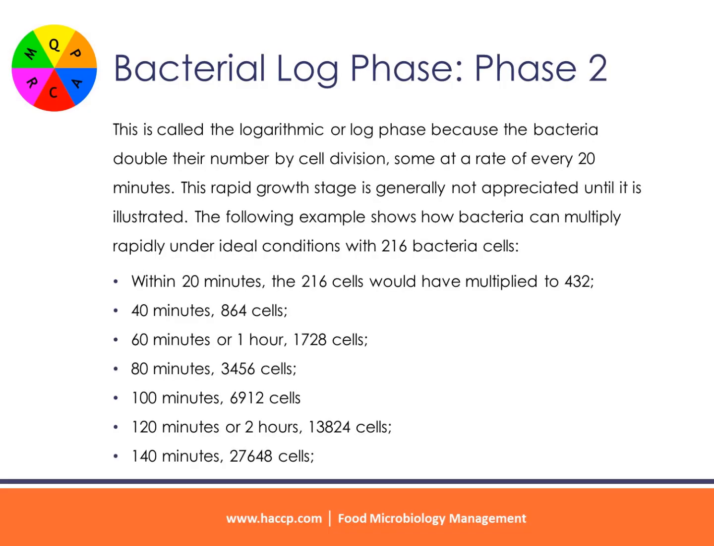Bacterial log phase, Phase 2. This is called the logarithmic or log phase because the bacteria double their number by cell division, some at a rate of every 20 minutes. This rapid growth stage is generally not appreciated until it is illustrated. The following example shows how bacteria can multiply rapidly under ideal conditions with 216 bacteria cells. Within 20 minutes, the 216 cells would have multiplied to 432. 40 minutes, 864 cells. 60 minutes or 1 hour, 1028 cells.